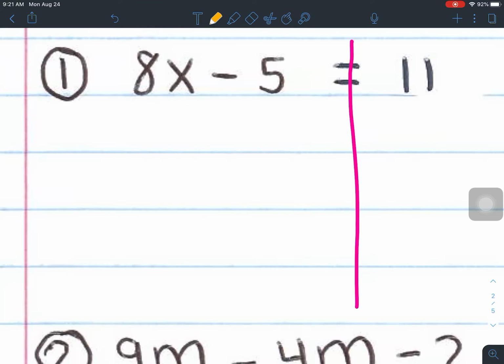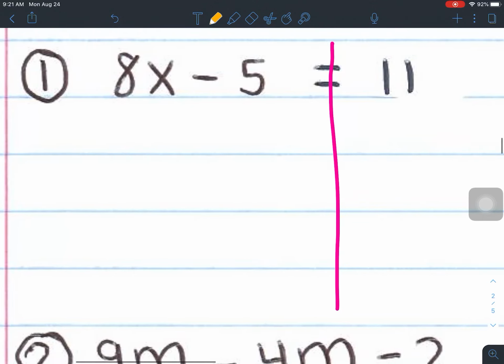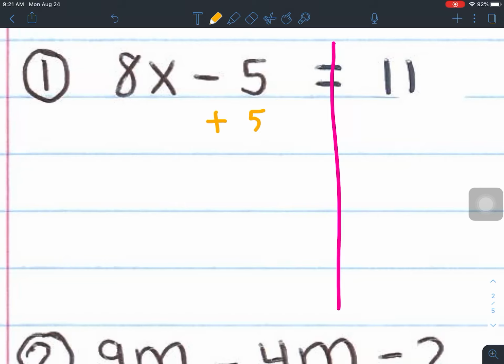The question is, do I get rid of the 8 first, or do I get rid of the 5 first? Well, PEMDAS backwards says I start with addition and subtraction. So is there anything that I can add or subtract to the other side to get rid of something before I divide or multiply to get rid of something? So the first thing I notice is I could divide by 8, or I could add 5. But which one do I do first? You want to add 5 first. You do PEMDAS in reverse order. So here I would add 5 to both sides.